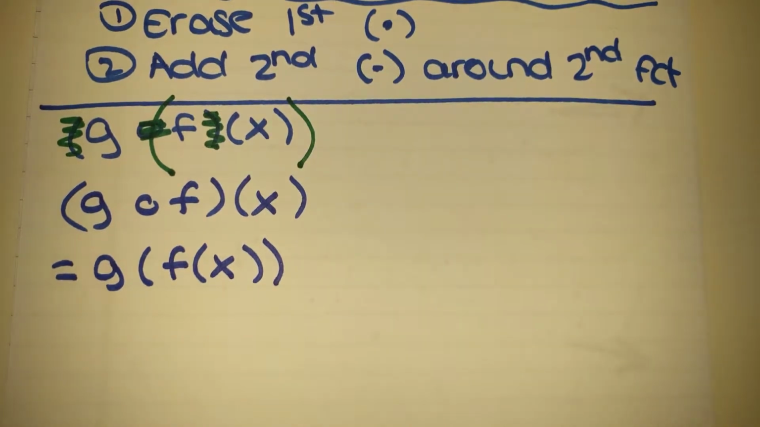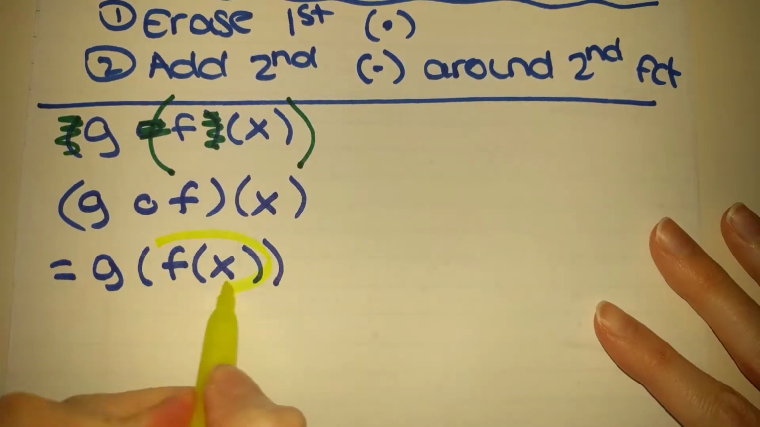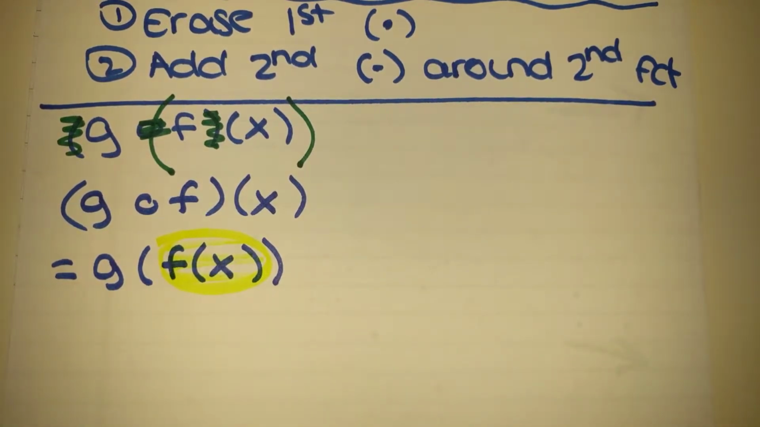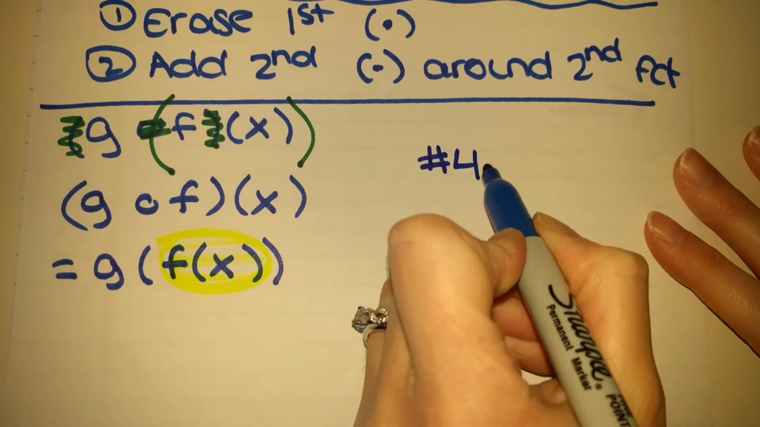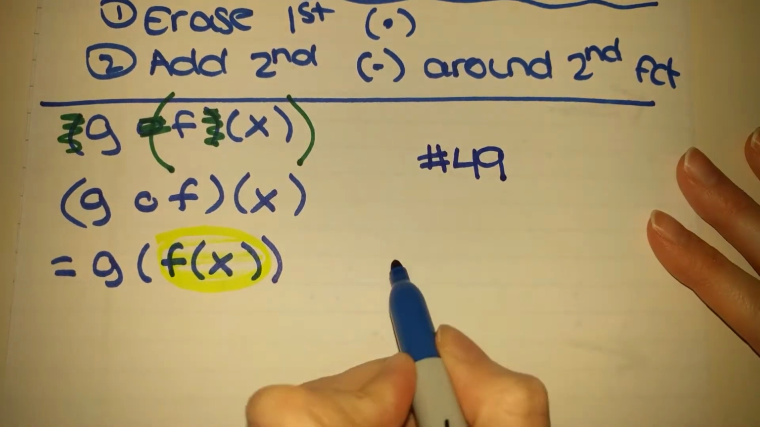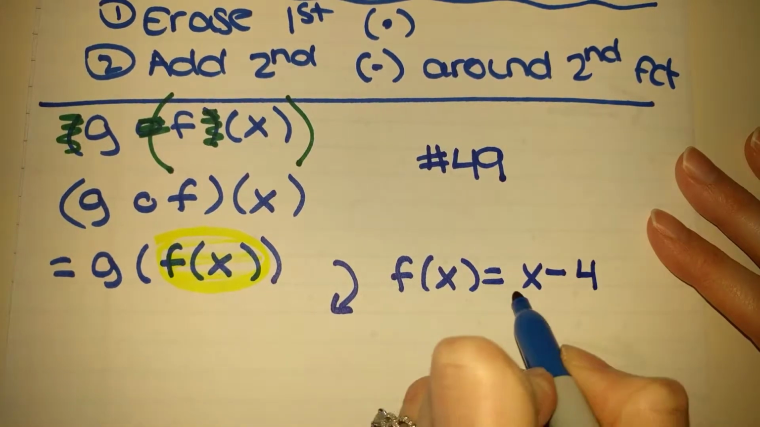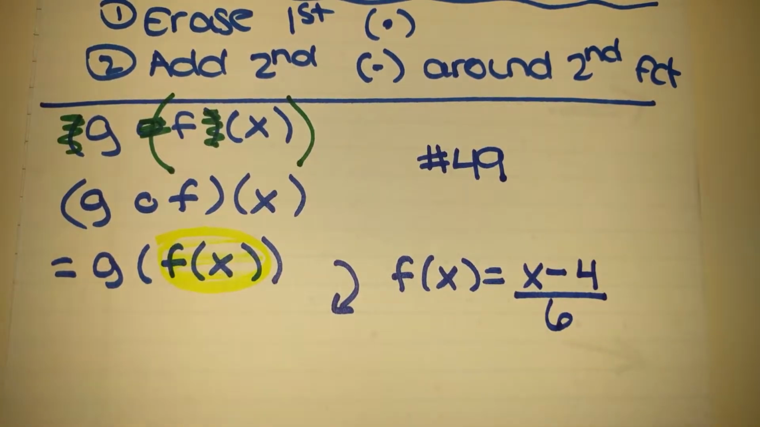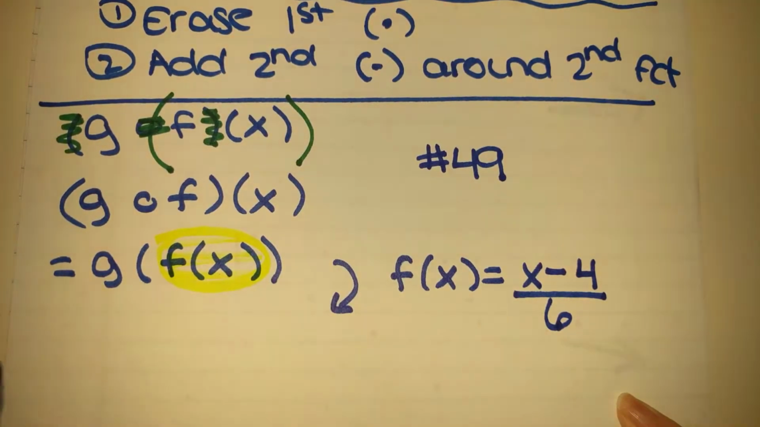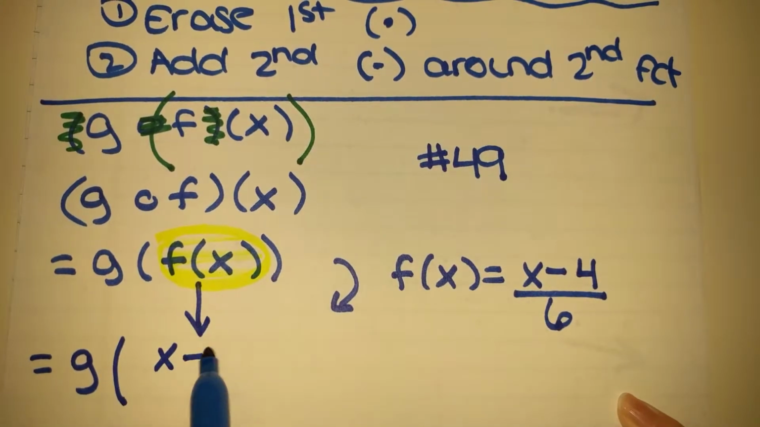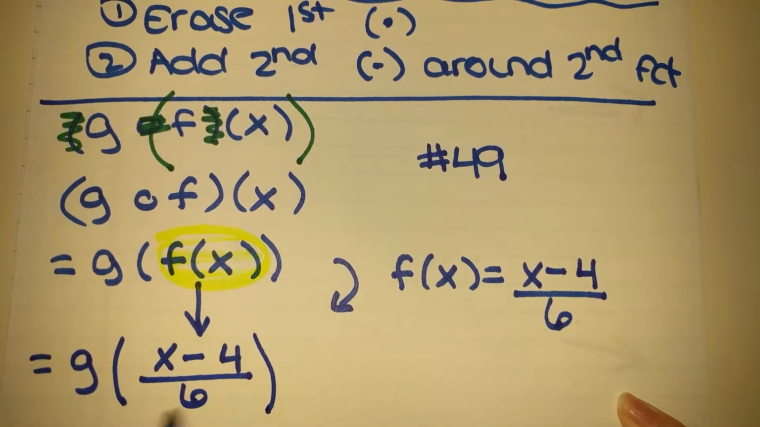Now, once you get the circle notation out of there, it really then is just evaluate the parentheses and plug in the right function. So we'll start with what is inside of the parentheses, and that is our f of x. Now, it all depends on what the question is given, but here let's work through question number 49. They give us that f of x is equal to x minus 4 over 6. So we will plug that into this inside parenthesis. So this will become g, and then plugging in that f of x is x minus 4 over 6.